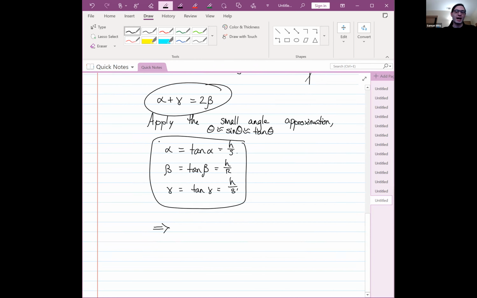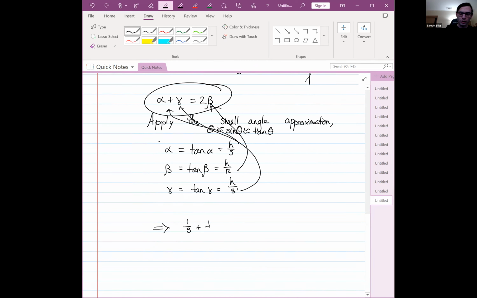The point is that we can write alpha as, well, let me be a little bit more explicit. We can just plug in alpha here, beta here, and gamma here. And what we end up with is 1 over s plus 1 over s prime is equal to 2 divided by r. The h is canceled between all of them. This is known as the mirror equation.